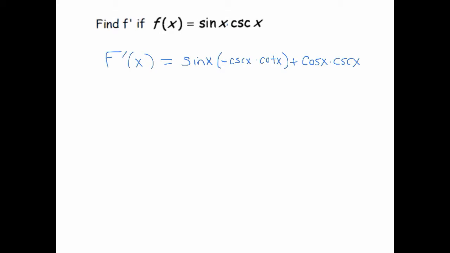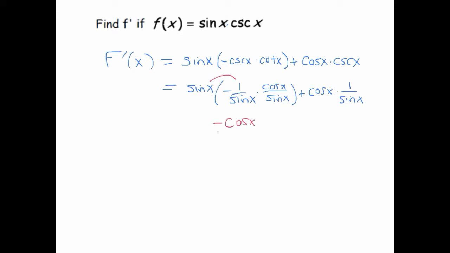So that seems like a long mess, but here's where you might want to use some of your trig identities. I'm going to turn everything into sines and cosines. Cosecant is 1 over sine. Cotangent is cosine over sine. And cosecant is 1 over sine. Now I can distribute, and I get negative cosine of x sine of x divided by sine of x, plus cosine of x sine of x, but those are opposites, so I get 0.